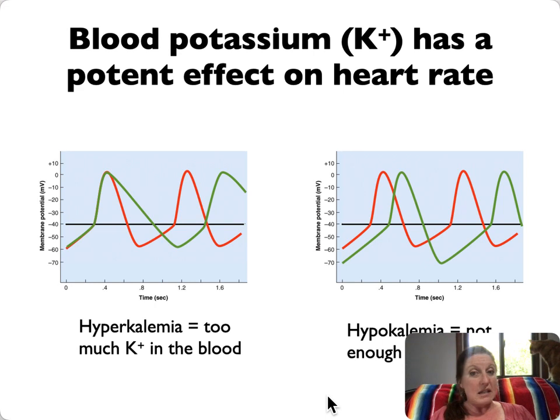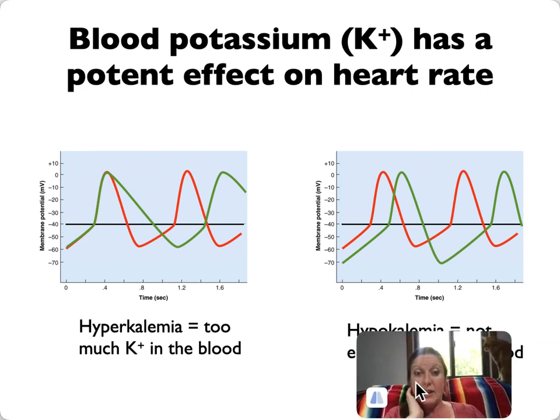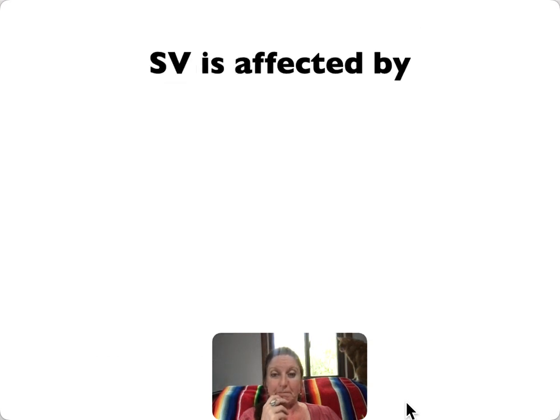And in fact, this is actually used in states that use lethal injection as capital punishment to kill people when there's the death penalty. They give a cocktail of drugs. One is a calming one, one is numbing, and the third, the thing that actually kills the person, is potassium, because it has that big of an effect on heart rate.